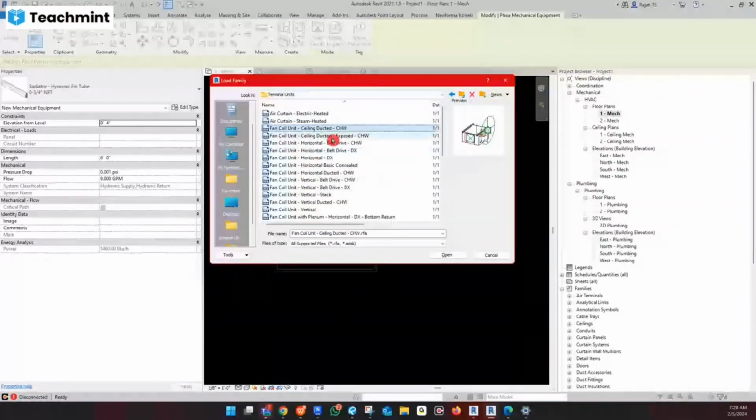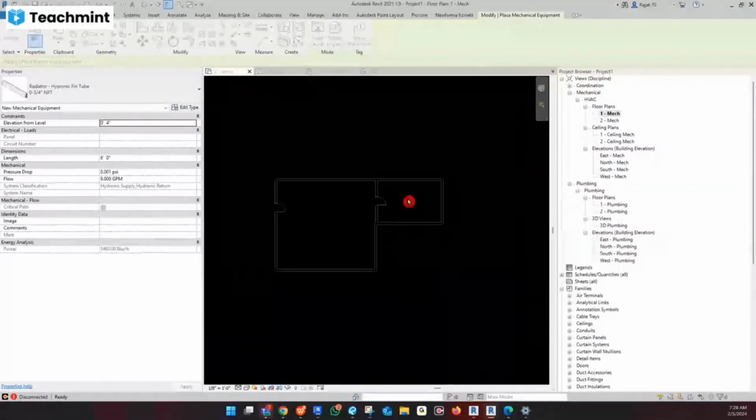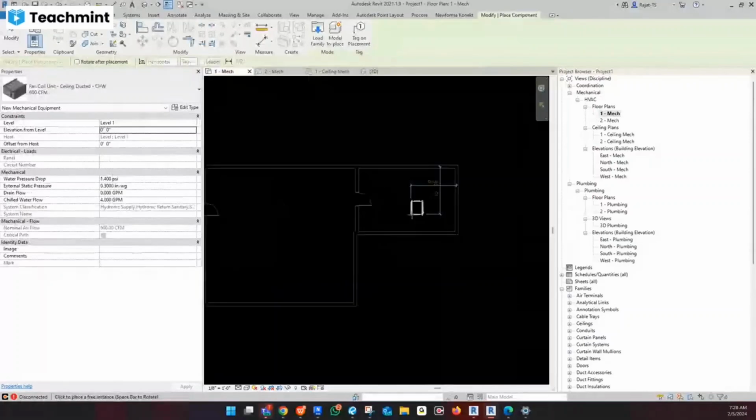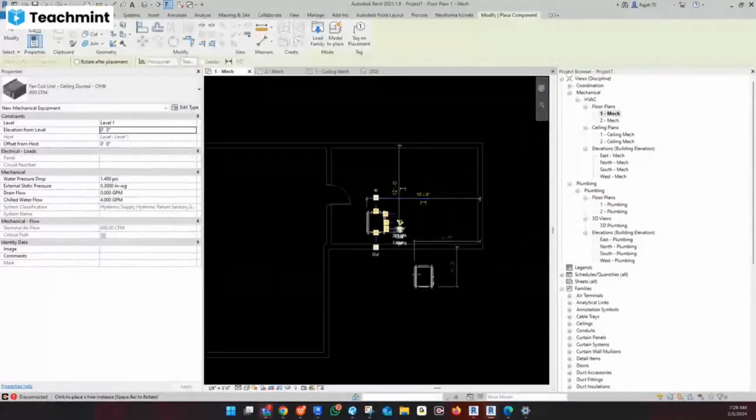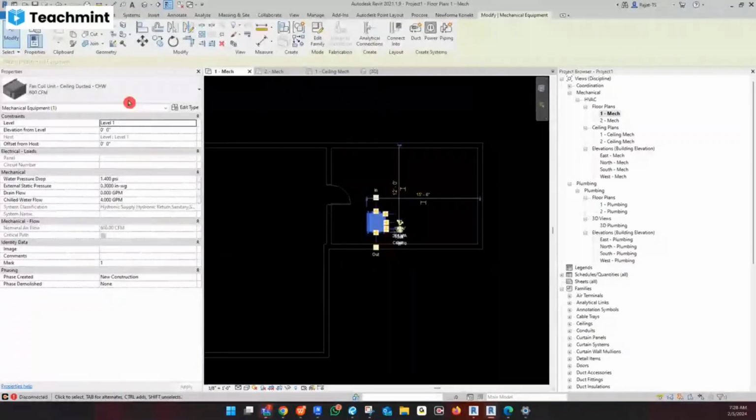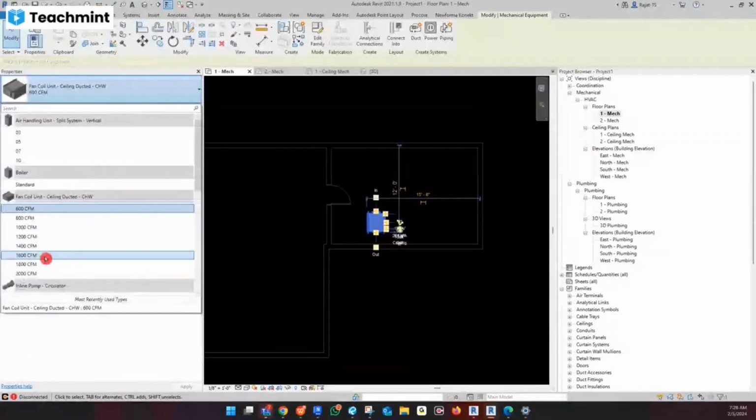See, ceiling ducted. Okay, you can see we have multiple types of fan coil units. We have a horizontal, we have verticals also. So I'm going to place a simple ceiling based ducted fan coil unit. I'm going to place it over here. Let's we have a specific CFM.